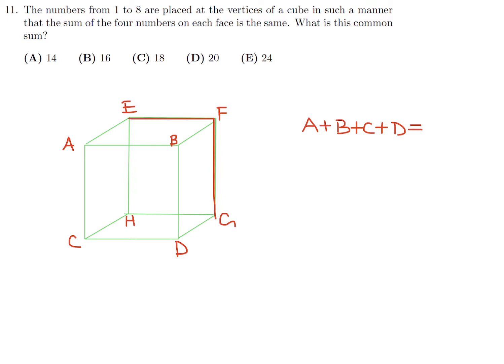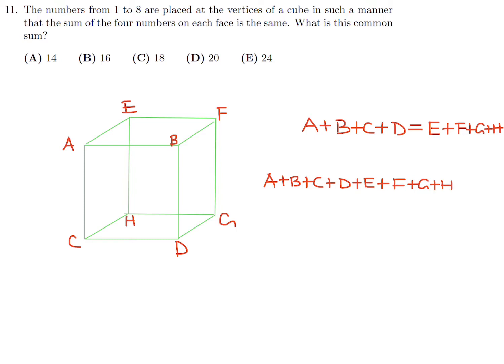Now if I look at that face, that sum is E plus F plus G plus H, correct? All the sums are the same, and that's why I am able to set them equal to each other. Now we also know that if you add all of these numbers up, A plus B plus C all the way to H, that sum is very easy to figure out. Why? Because that sum is basically all the numbers. Regardless of order, it's going to be 1 plus 2 plus 3 all the way until 8.